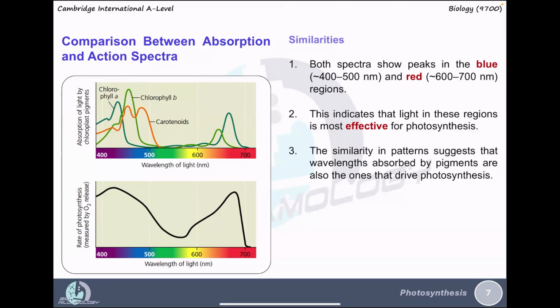However, if you look at the 500 to 600 nanometer wavelength, in terms of absorption it is very low, near to zero. However, in the action spectrum, the rate of photosynthesis is not near to zero. So the question here is, why? Before we explain why the rate of photosynthesis in the action spectrum does not show near zero rate at 500 to 600 nanometer wavelength, when we see this absorption spectrum, that's near to zero light being absorbed.